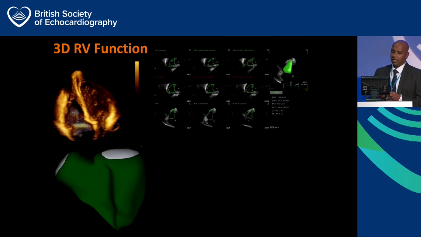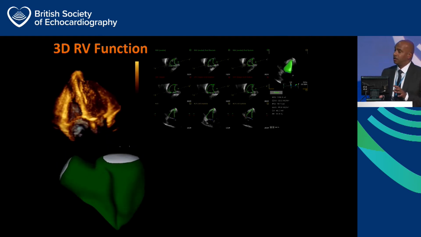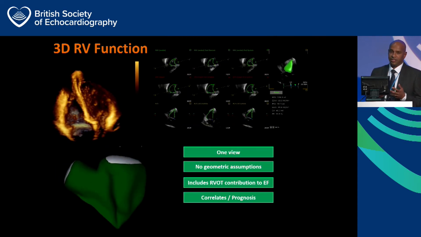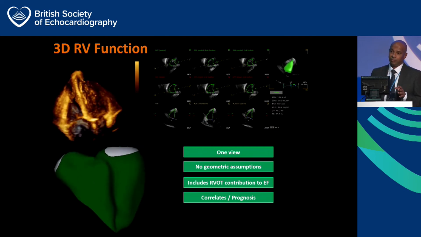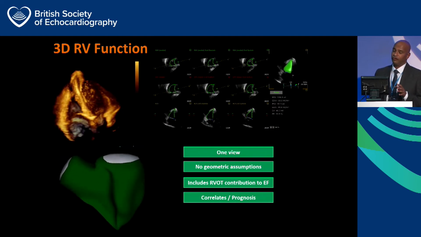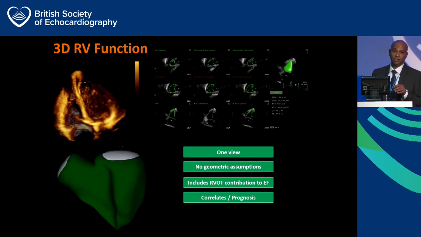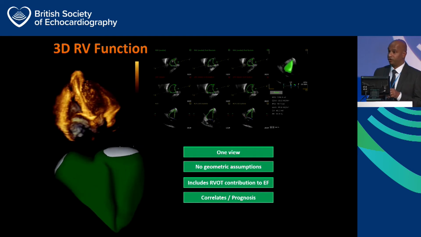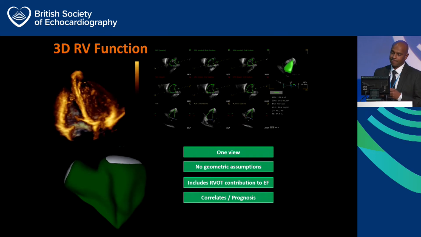So 3D echo is our best way of assessing volumes and ejection fraction. The advantage is it's one view, it makes no geometric assumptions, and importantly, really importantly, it includes the right ventricular outflow tract contribution. So the right ventricular outflow tract contributes probably around 20% of right ventricular volumes and about 15% of stroke volume. So it's a significant player in terms of RV function.